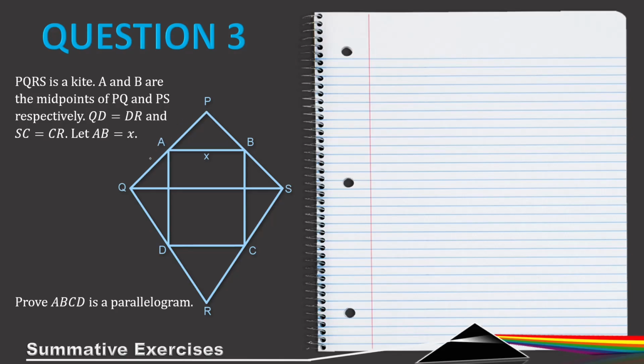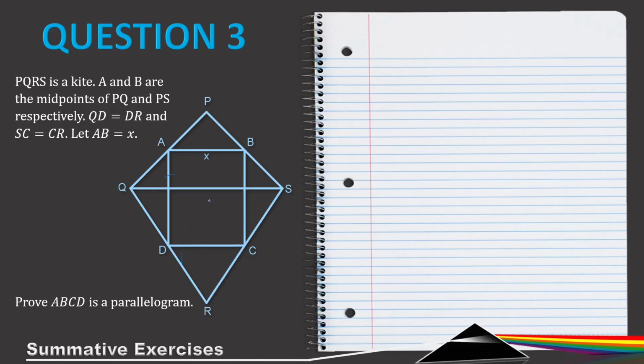The midpoint theorem says that if you have the midpoints of two sides and you connect them with a line, that line AB will always be parallel to the third side, and it will also be half the length of the third side. So that's already two things it tells you. Then it says QD is equal to DR. That's just saying the same thing, meaning that D is the midpoint of QR, and if SC is equal to CR, it means that C is the midpoint of SR. And let A be equal to X. Okay, that's all our information.